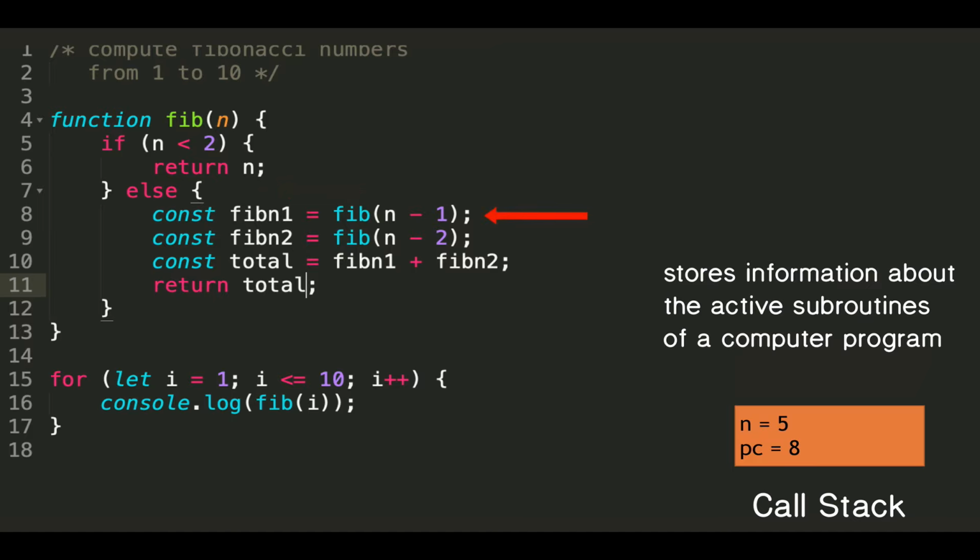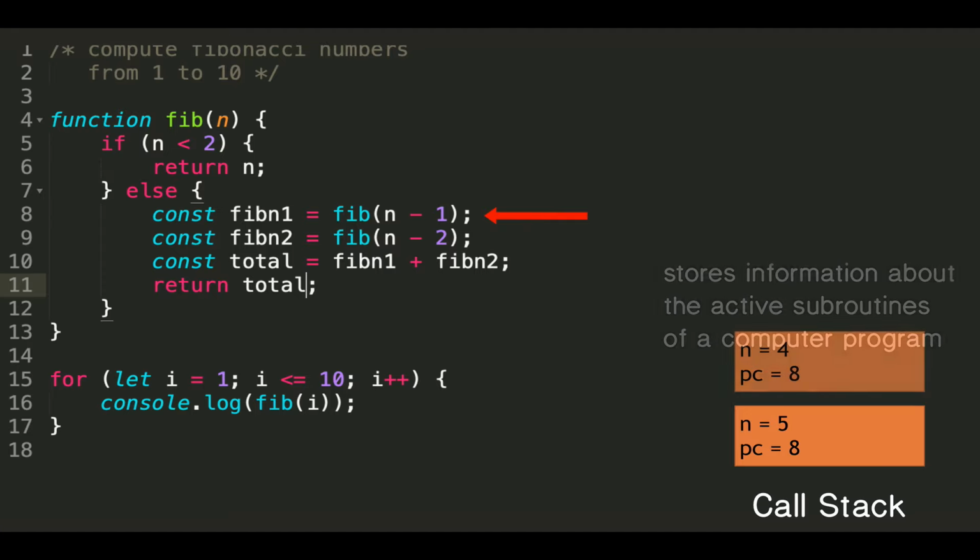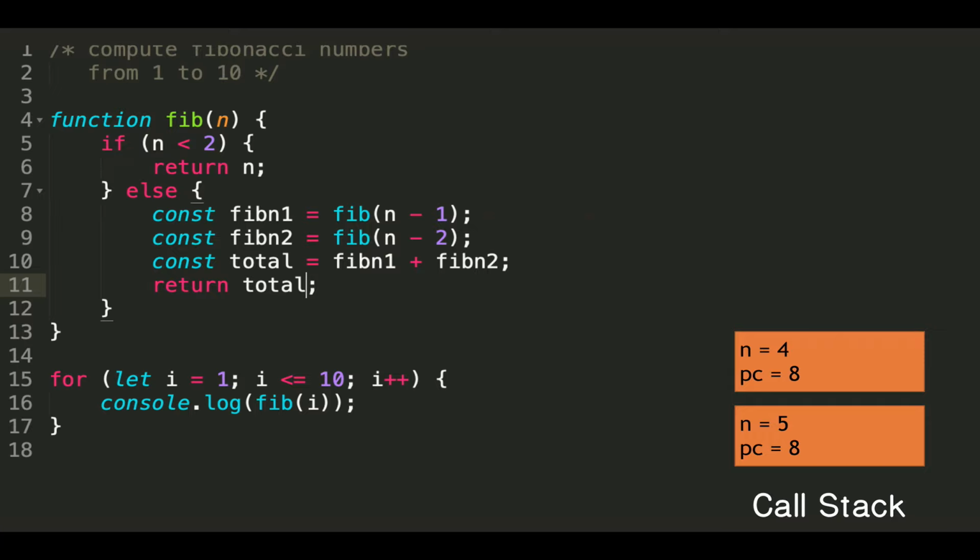So we're setting that constant fibN1 to be the result of fib(n minus 1). At this point, the call stack looks like this, where n is 4, that's what we called it with, and the program counter is 8. So again, that fib(n minus 1), n is 4, so n minus 1 is 3. We're going to call that function again with the argument 3. 3 is not smaller than 2, so we get into that else statement.